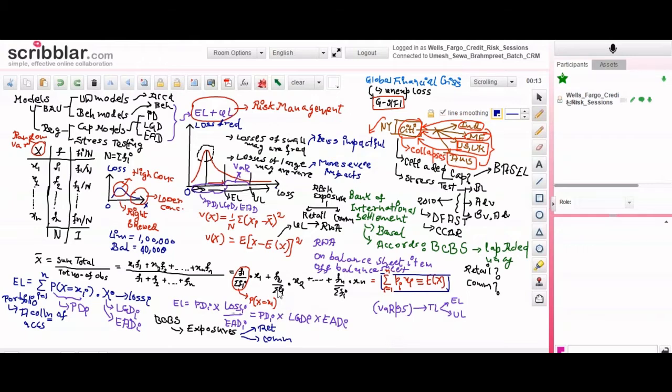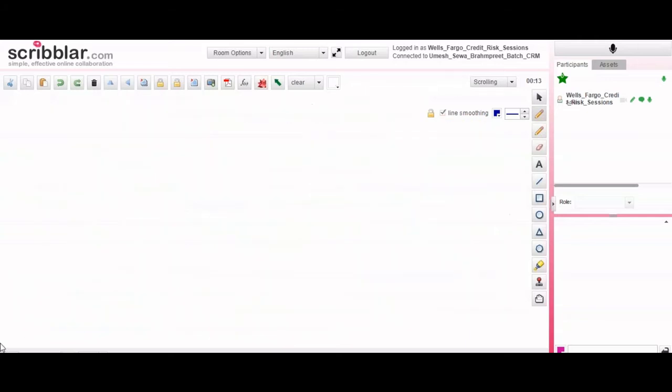So let's see how a retail portfolio is defined. A retail portfolio typically has two important characteristics. The first characteristic is that it has a large number of borrowers. So the number of borrowers is large.